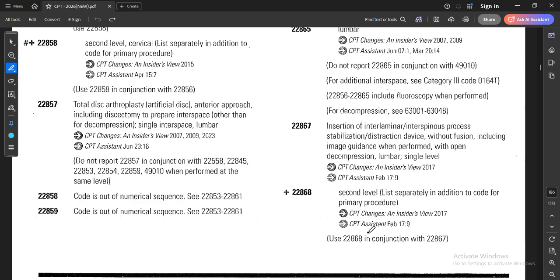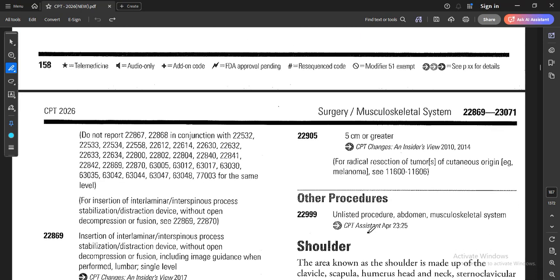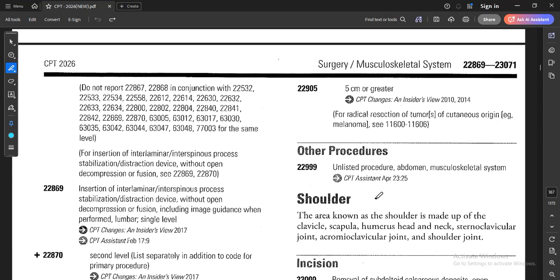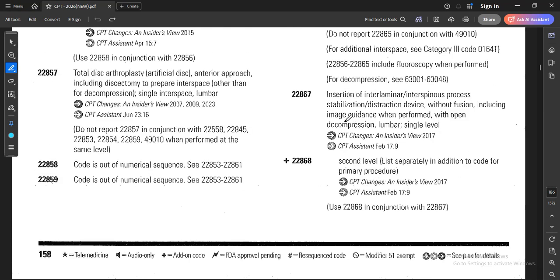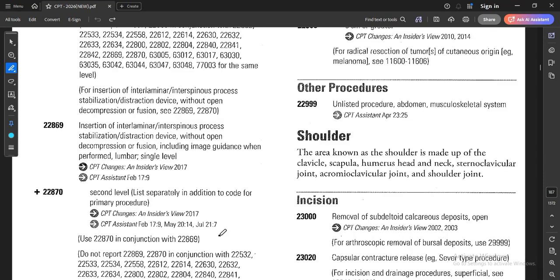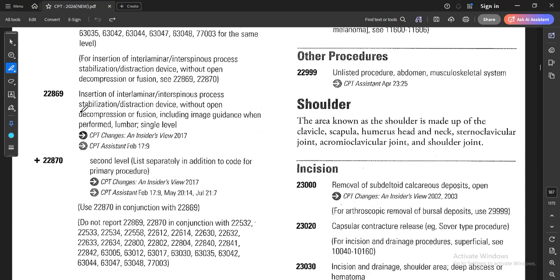22868, second level. Okay. So we also have insertion of interlaminar interspinous distraction device without open decompression or fusion. So what is this one? With decompression. With open decompression. This one. Okay. So this is without decompression, without fusion, 22869.